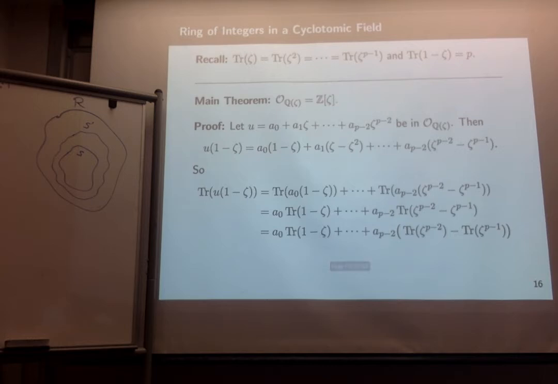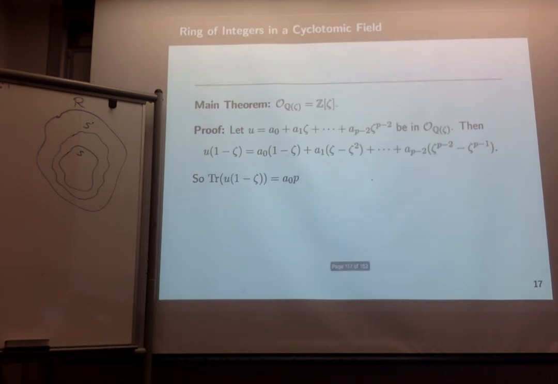But we're going to use the fact that we proved before that the trace of all the powers of zeta are equal to one another, and they're negative 1, and the fact that the trace of 1 minus zeta is p. So what that means is this is equal to this here, so all these terms except for the first one fall away, and what you're left with is a naught times p, since the trace of 1 minus zeta equals p. Okay? Let's just shorten this. So again, we just showed that the trace of u times 1 minus zeta is a naught times p.